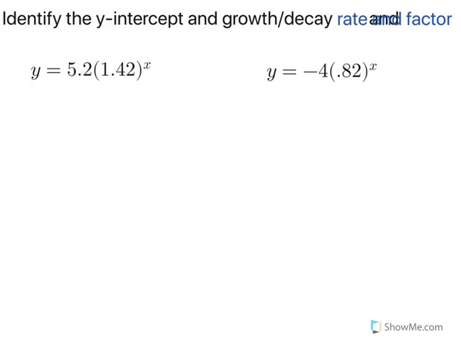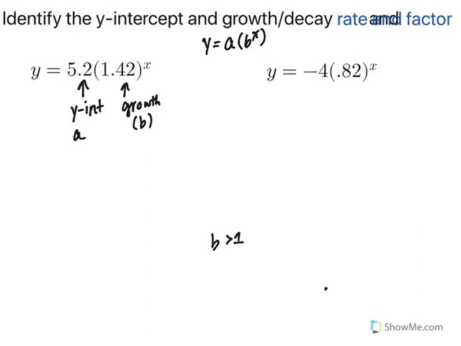So here we have 2 exponential equations, and we want to identify the y-intercept and the growth and decay factor. So in this case, our y-intercept is 5.2, so a is 5.2. When we're looking at our equation, y equals a times b to the x, because that's in the spot for a. And our b, our growth factor in this case, is 1.42. Again, we'll know that it's a growth factor when b is greater than 1. And we'll know that it's a decay factor when b is between 1 and 0. So that's when it's less than 1, but greater than 0, so that would be a fraction.